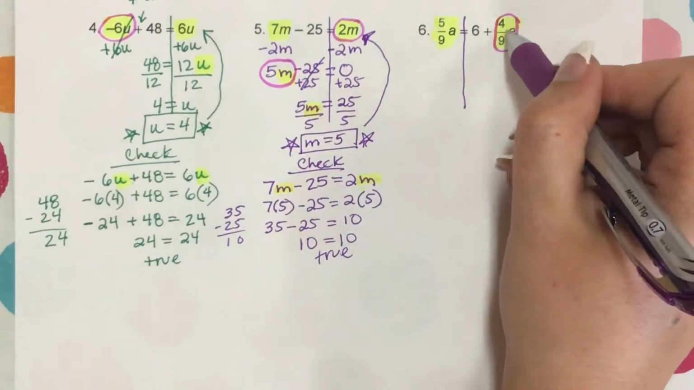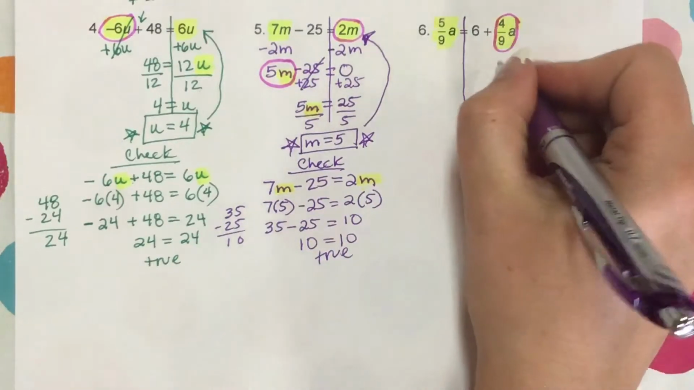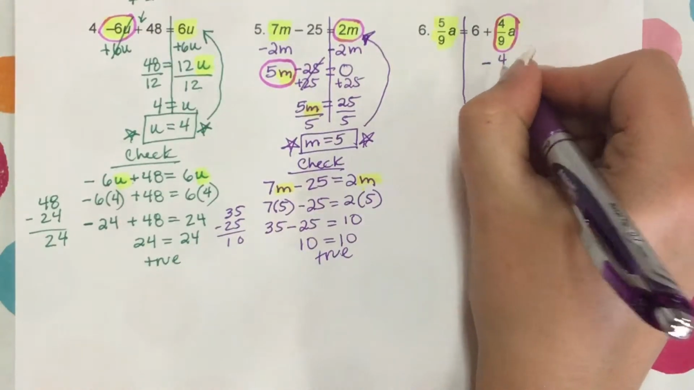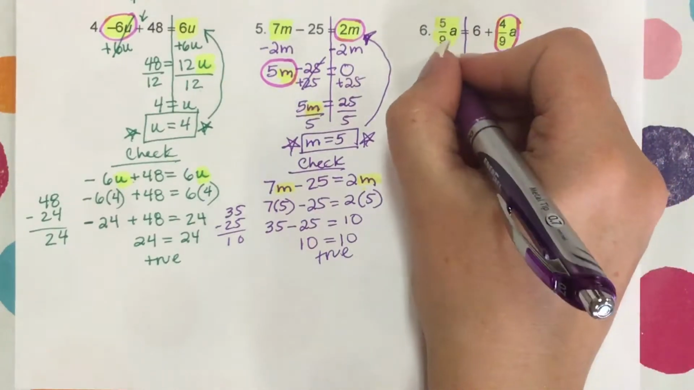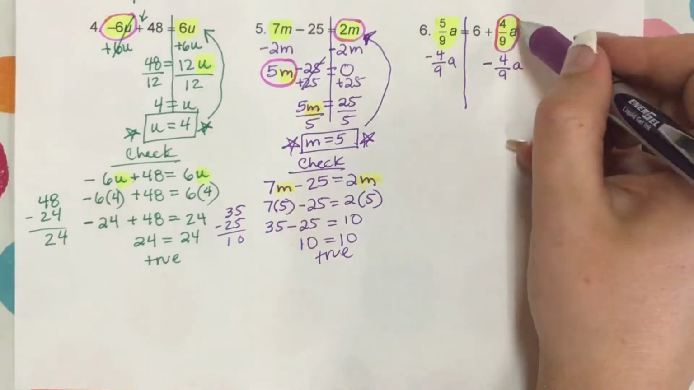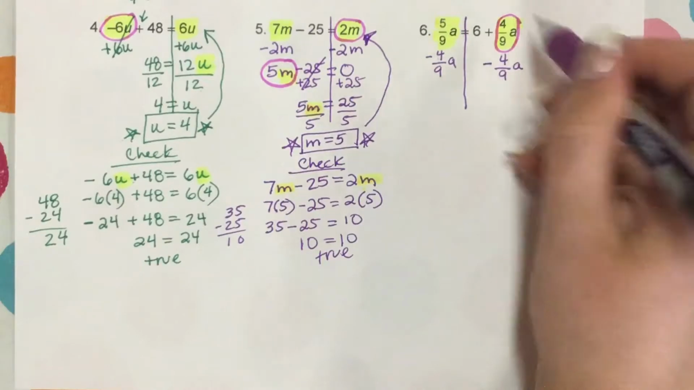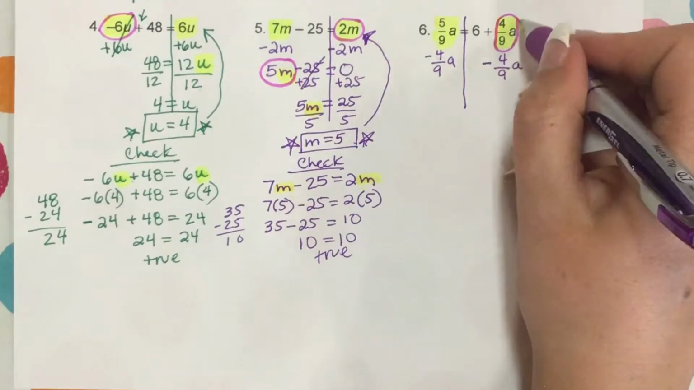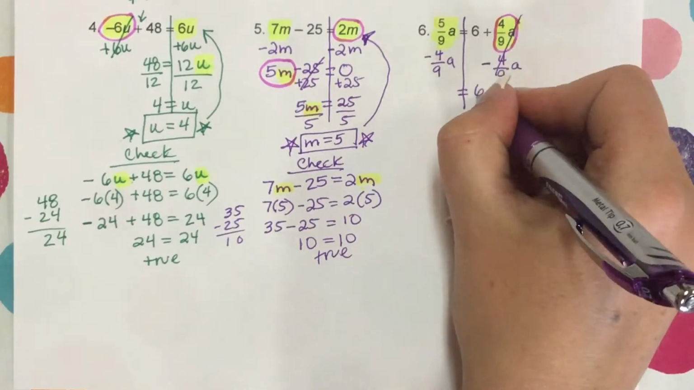So I have 4/9a. I need to move it. How is it related to the 6? It's related through addition, so I need to do the inverse operation, which would be subtracting. I'm going to subtract 4/9a from both sides of the equation like so. Perfect. So let's simplify this. I have 4/9a minus 4/9a. So I have a positive and negative. It's the same number. They're going to cancel each other out. That's going to equal 0. And then that equals 6.